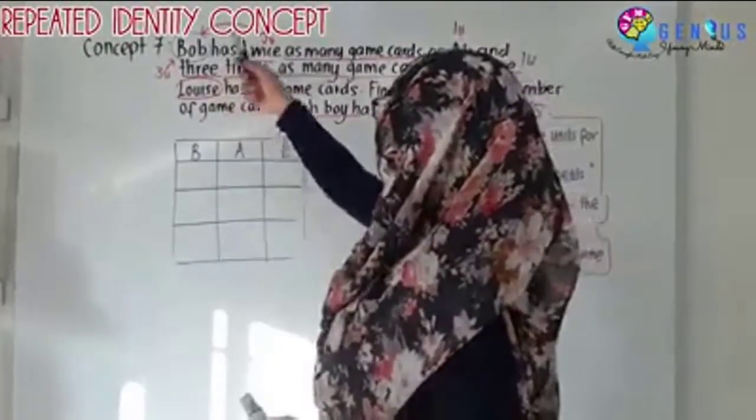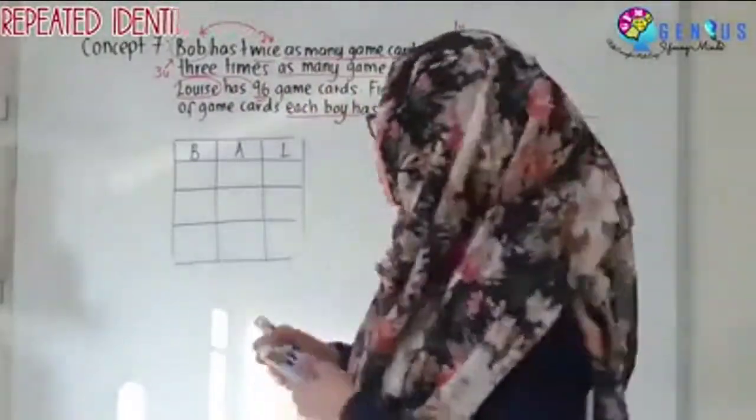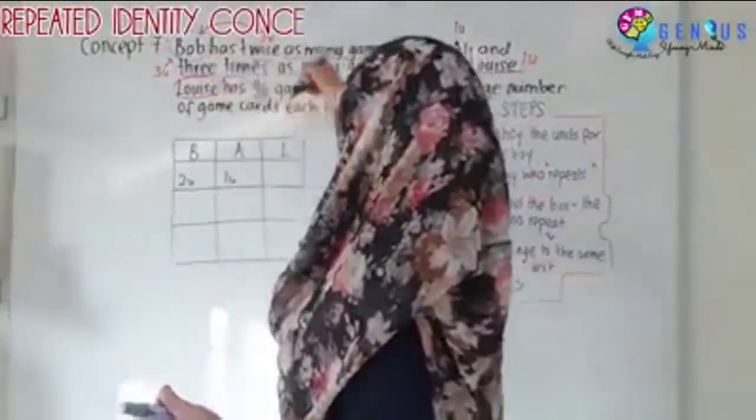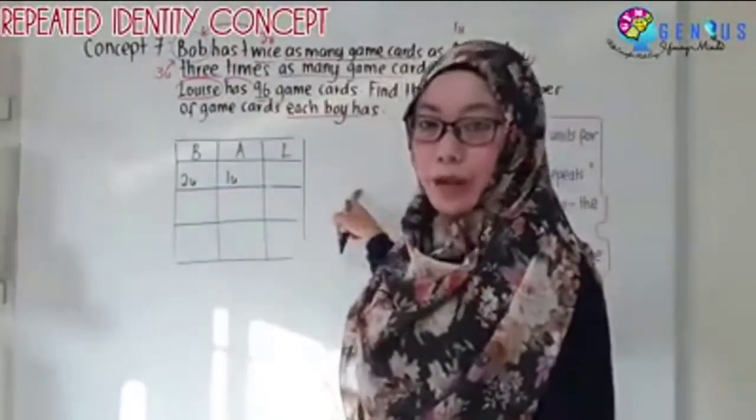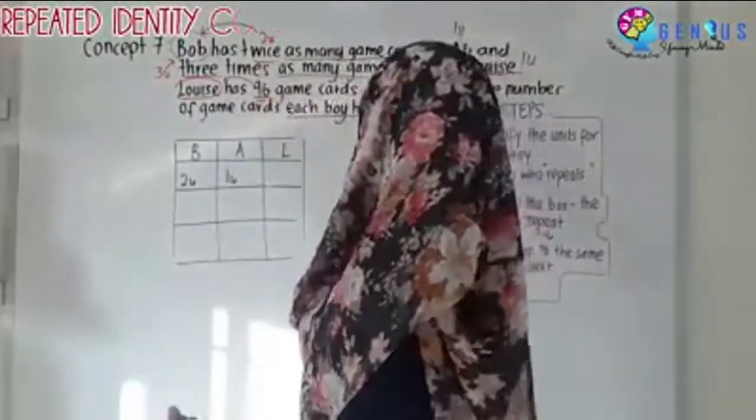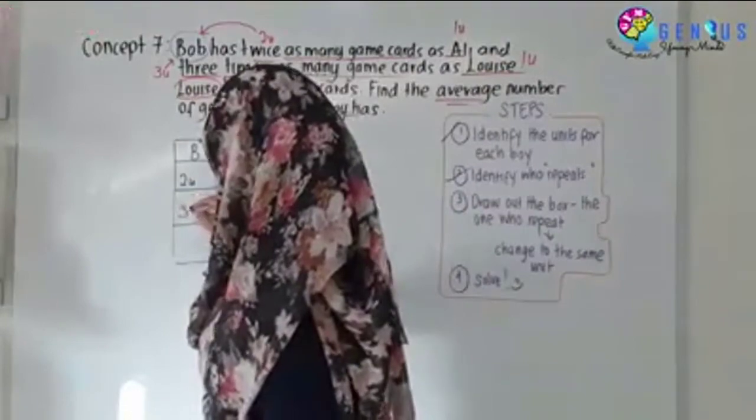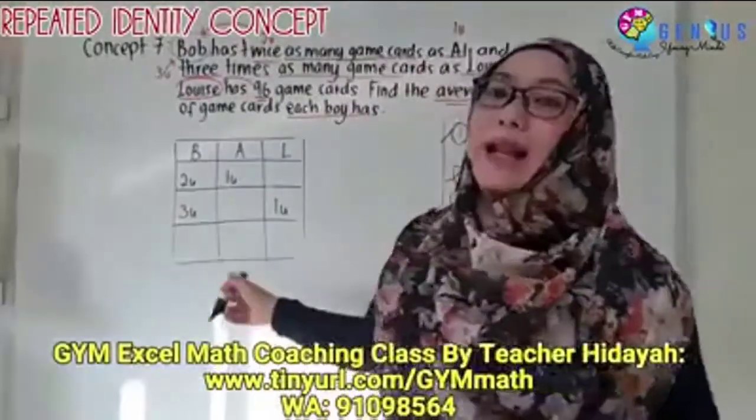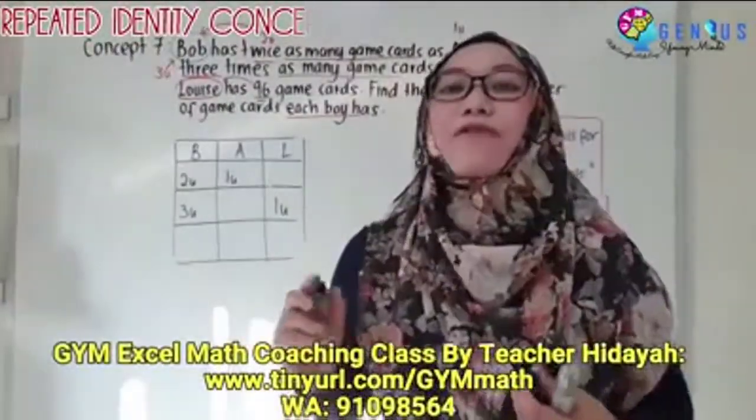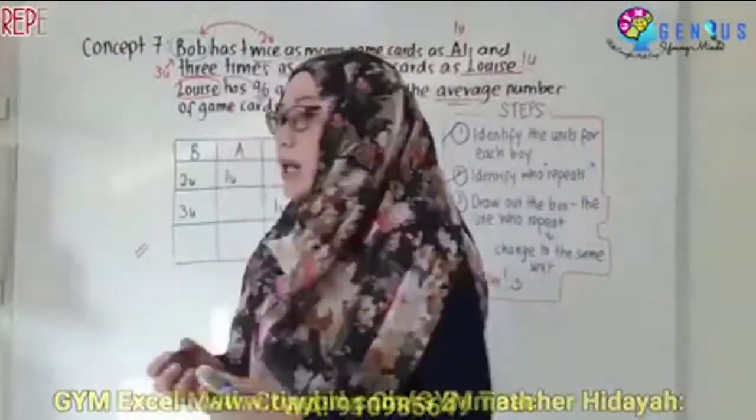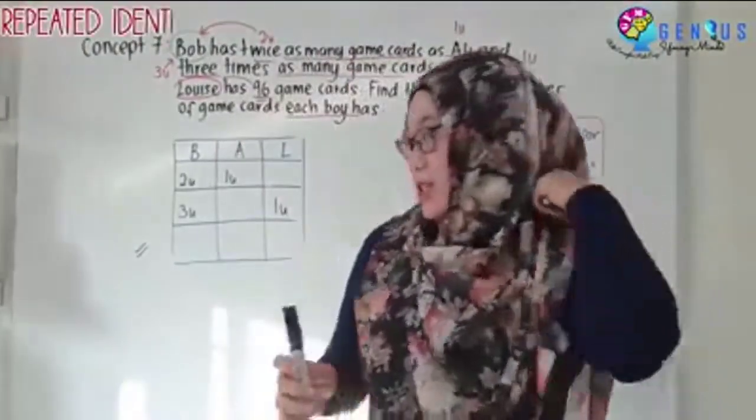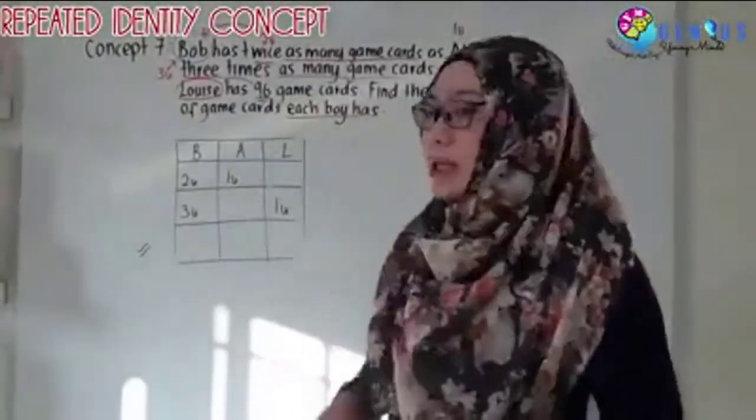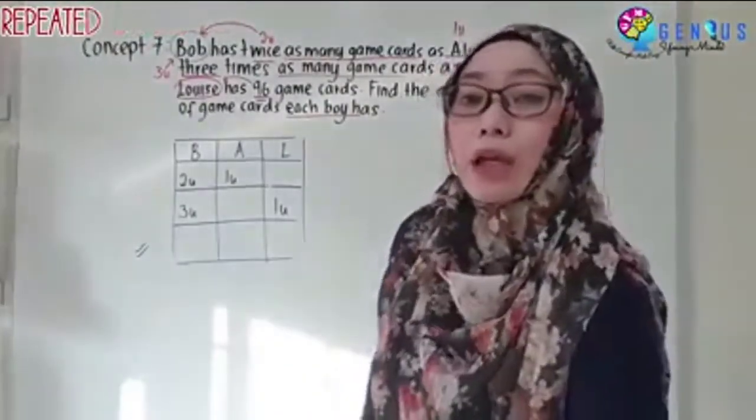Bob has twice as many game cards as Ali. So Bob, how many units? Bob has 2 units. Ali, how many units? 1 unit. This is my first sentence. So we are done. Draw a line. Then the second sentence: 3 units. So Bob has 3 units, as many as Louis. Louis is 1 unit. We are done. The last row is usually to tell us the final units, after we make some changes. What changes do we have to make? So let's look back. Draw out the box. The one who repeats, you have to change it to be the same units.